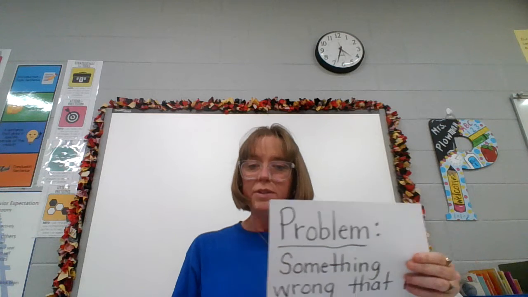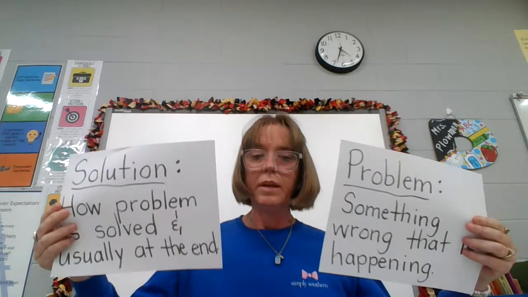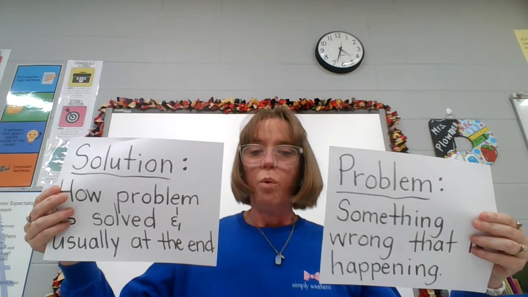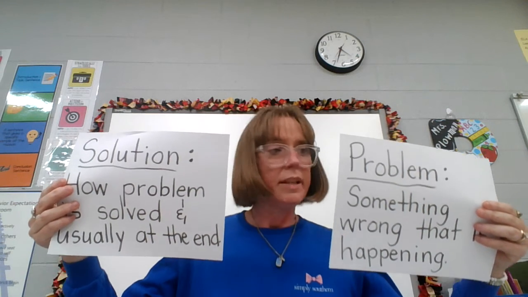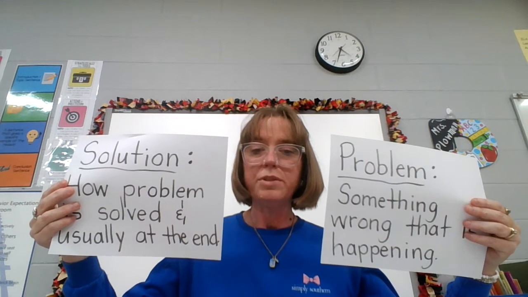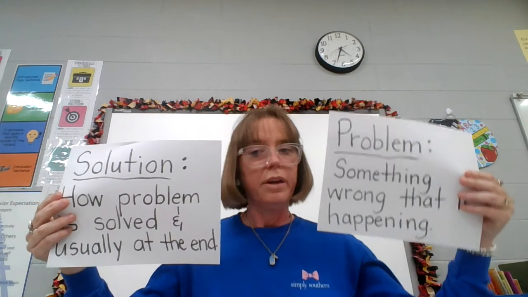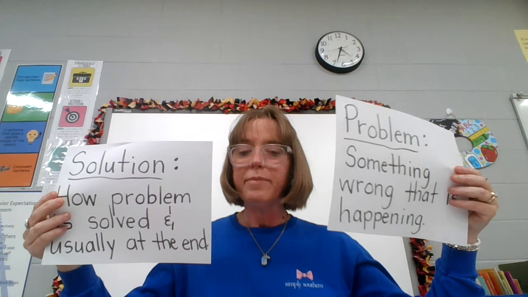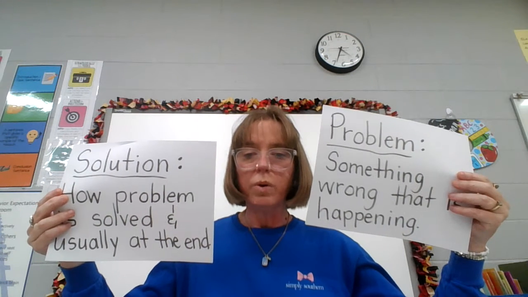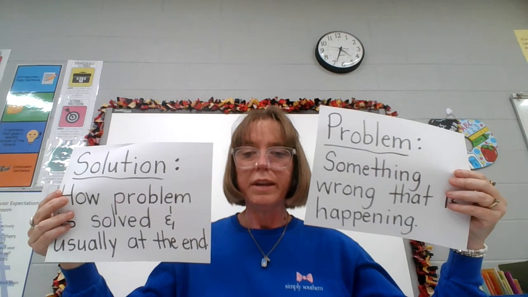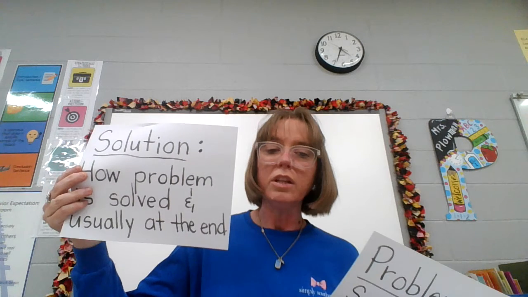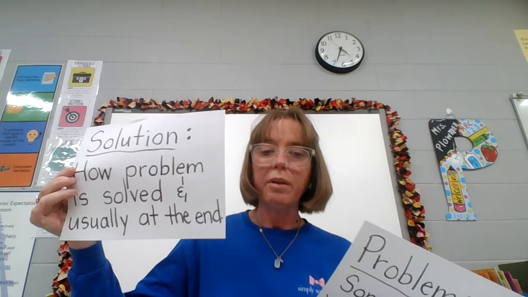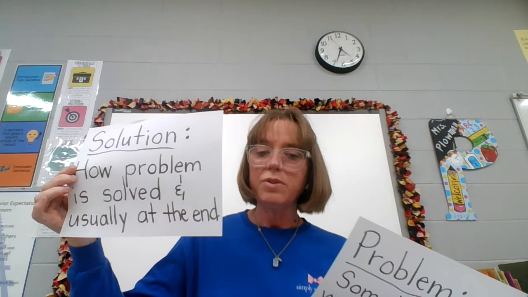These two kind of go together, problem and solution. A lot of fiction stories that are fake or make-believe have problems in them and solution, and they kind of go together. The problem over here is something wrong that's happening in a story. There's something wrong happening in a story. And usually at the end, we have what we call the solution. That's how the problem is solved, and it's usually at the end of a story.